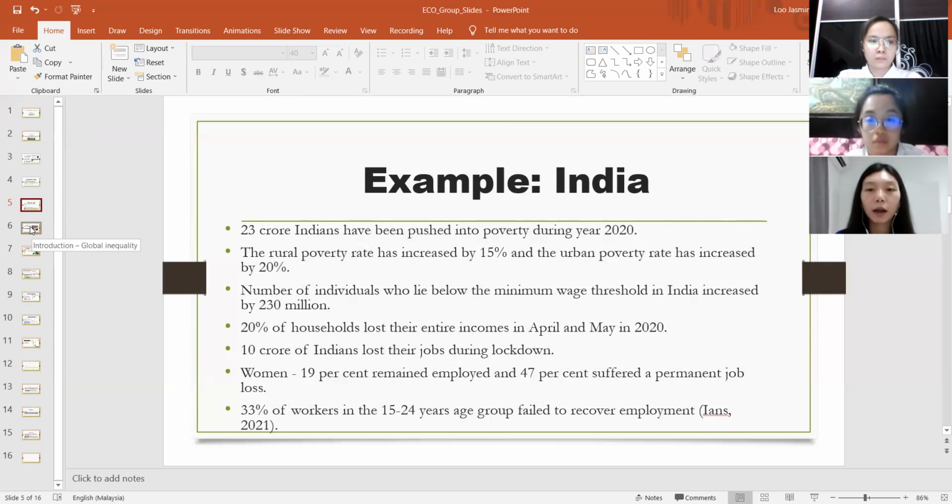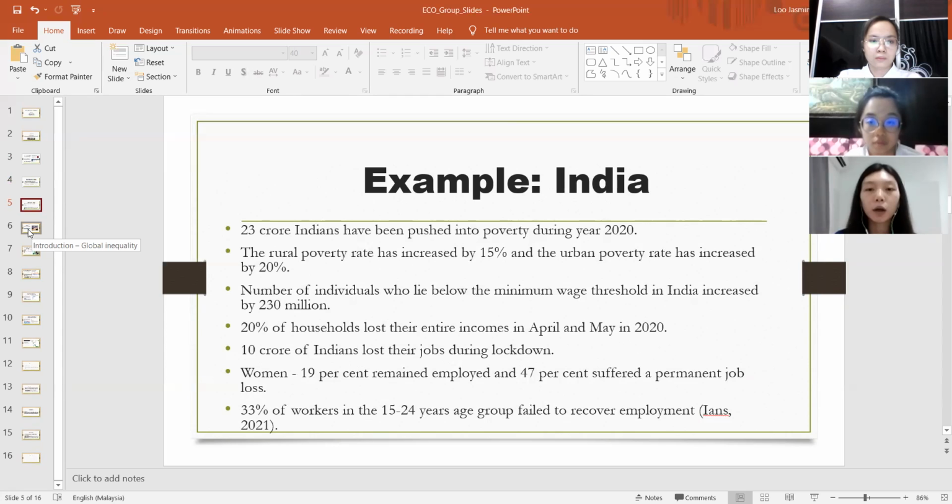Hence, COVID-19 has led to a sharp decline in earnings for the majority of workers, resulting in a sudden increase in poverty. Women and younger workers have been disproportionately affected too. For women, only 19% remained employed and 47% suffered a permanent job loss during the lockdown, not returning to work even by the end of 2020.